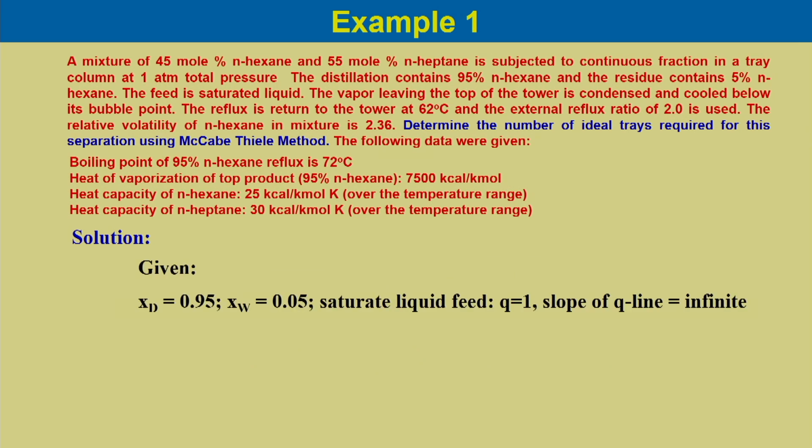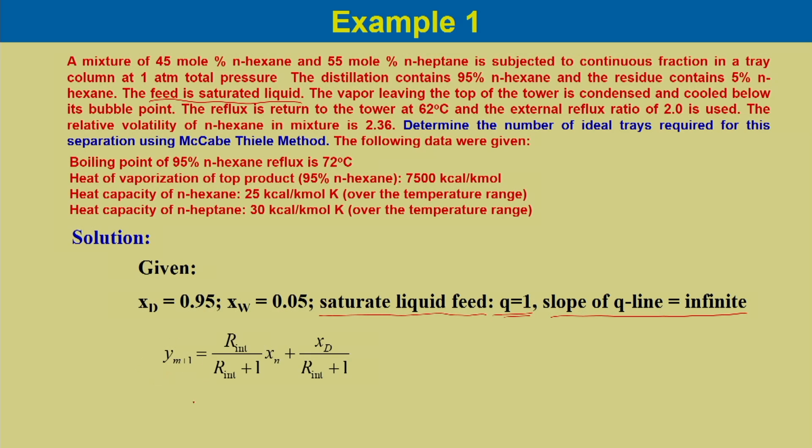Now, the other data which are given, that is the top product is 95% N-hexane, the distillate, which is normal hexane, 0.95, xd, and xw, the bottom product having the hexane is 0.05, and the feed is saturated liquid. So, when it is saturated liquid, q is 1 and the slope of the q line will be infinite. So, it would be a vertical line.